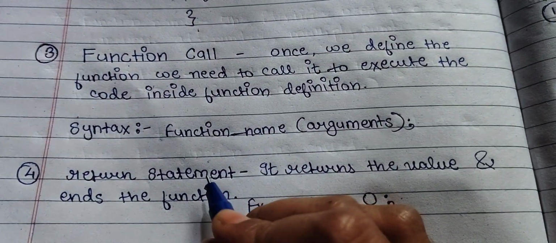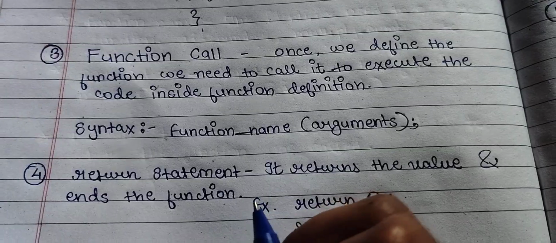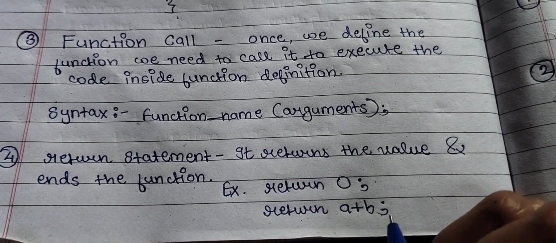Here the return statement returns the value from the function, and it also indicates the end of the function. Example, return a plus b. Here it returns the sum of a and b.